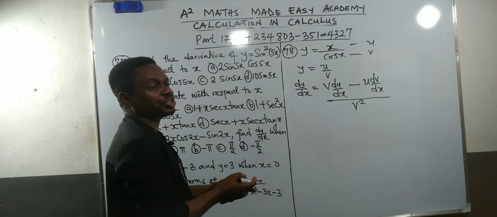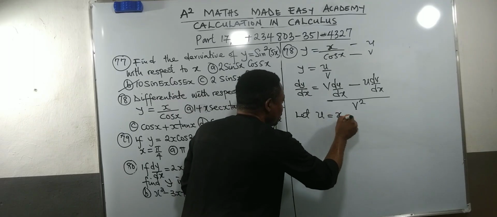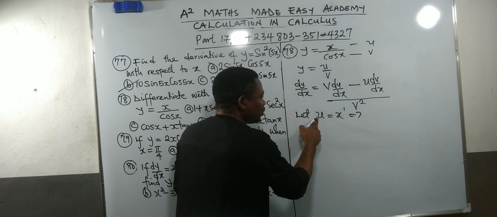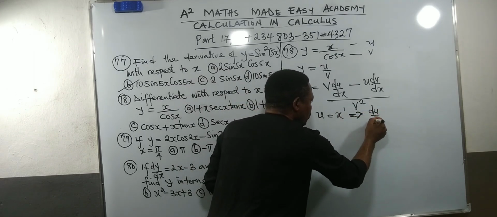Now let's go. The up one is u and the down one is v. Can we differentiate them one after the other? Let us say u, which is the numerator, be x, invisible 1. This implies if you differentiate u with respect to x, it will give you du/dx.